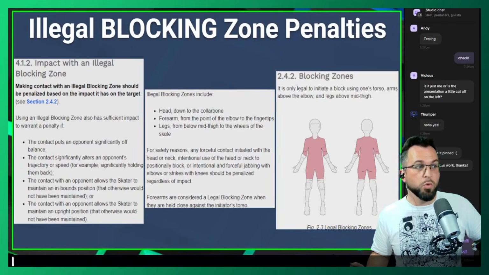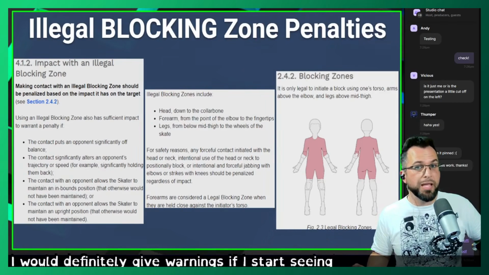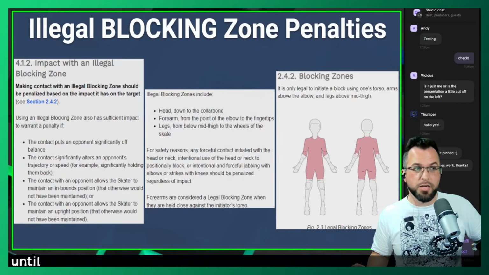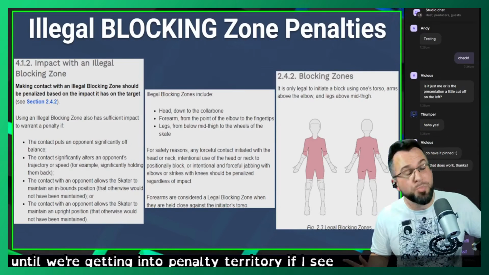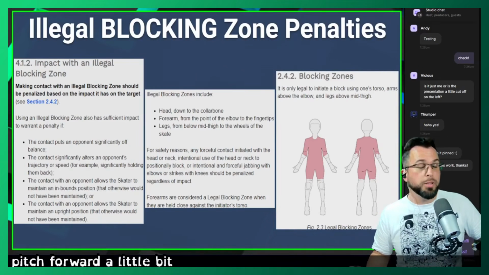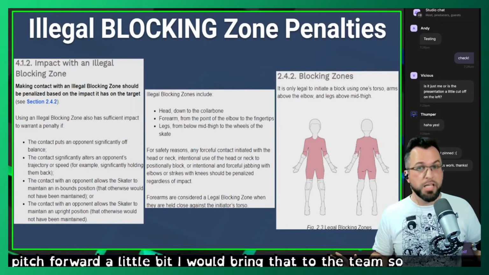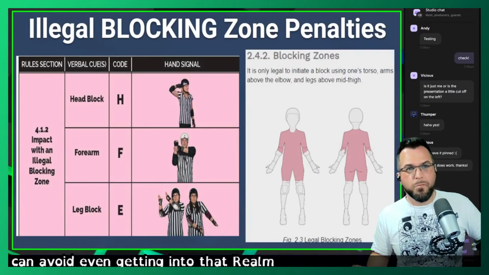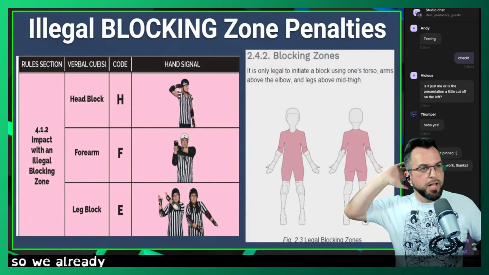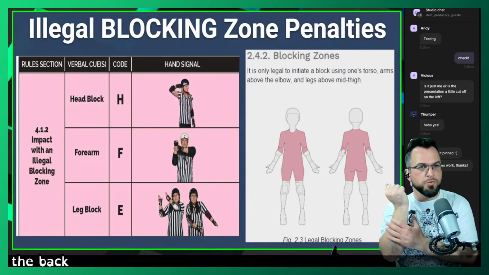I would definitely give warnings if I start seeing that. I wouldn't wait until we're getting into penalty territory. If I see skaters starting to pitch forward a little bit, I would bring that to the teams so that we can avoid even getting into that realm. All right. So we already went over the hand signals here. Head block, touch the back of your head, forearm, touch your forearm, leg block.